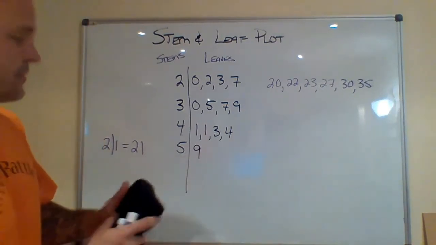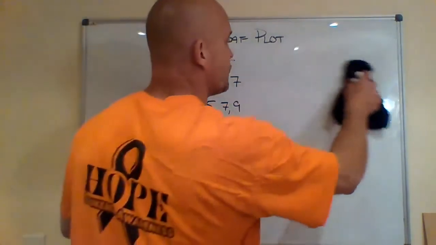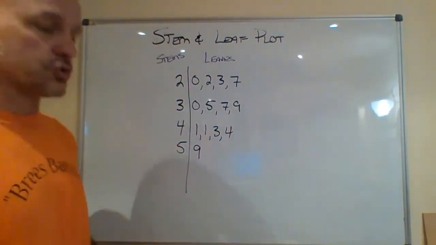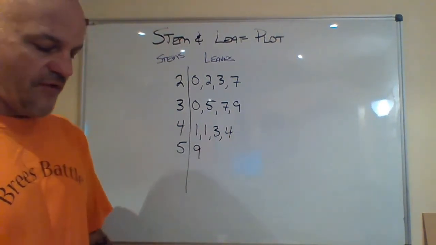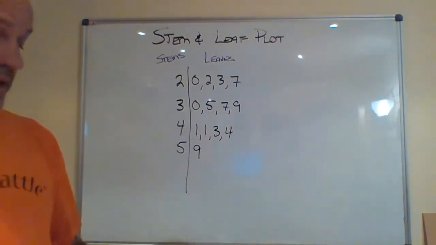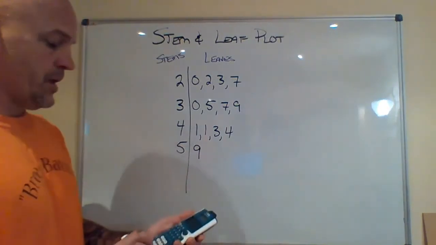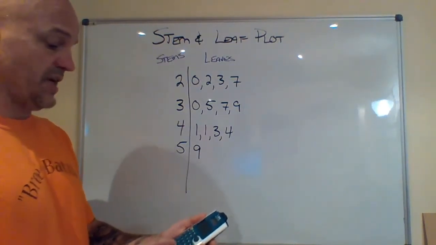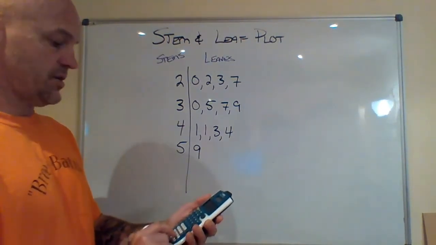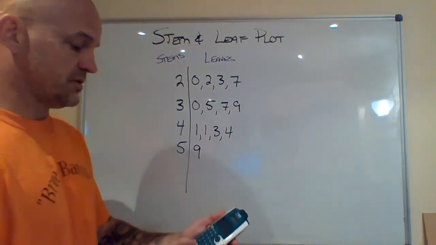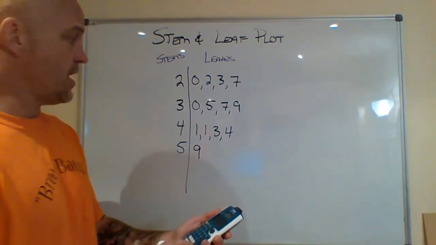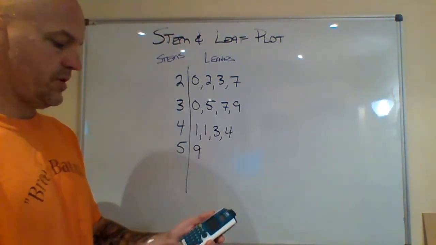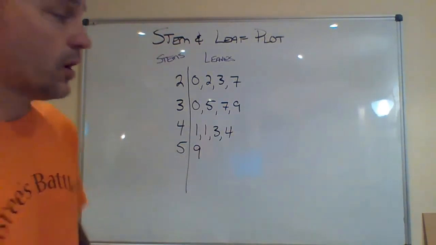So if we had this, I'm going to go ahead and make some room here. If we wanted to find our measures of central tendency, we can do that extremely easily. So if I want to do my mean, I can simply go ahead and total all these values up. So we have 20 plus 22 plus 23 plus 27 plus 30 plus 35. I don't have my glasses on, so hopefully I'm not screwing this up. 39 plus 41 plus 41 plus 43 plus 44 plus 59. So that gives me a total of 461.